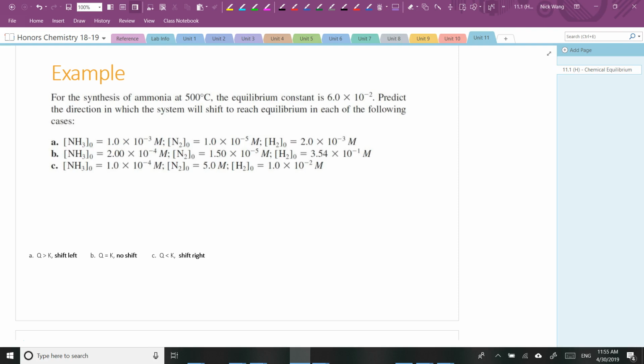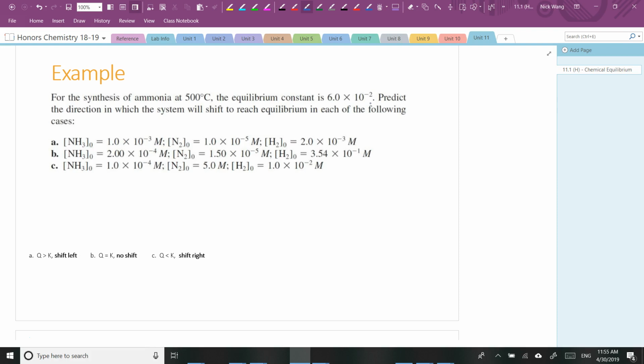All right. So here's an example. Let's go ahead and work out these problems. This one gives you a synthesis of ammonia. The equilibrium constant is provided here. Predict the direction in which the system will shift to reach equilibrium in each of the following examples. All right. So you have three different problems. Let's do the first one together, part A.